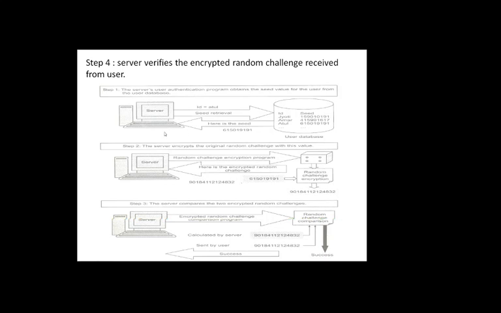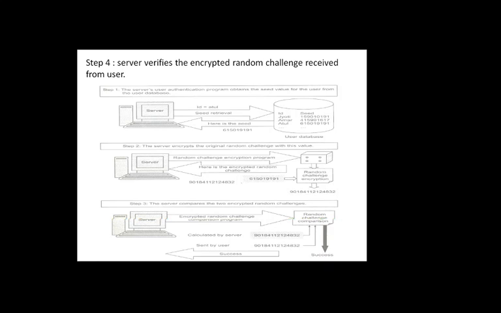So now there are two ways by which it can validate the value which it has received from the client. The server can decrypt the encrypted random challenge which it has received from the user with the seed value, because the server also knows the seed value. The server can retrieve the seed from the user database, find the seed value, and the random challenge is already available with the server. It can encrypt that random challenge with the seed value and then try to match whether both are equal or not. And if both are equal, the login will be successful.